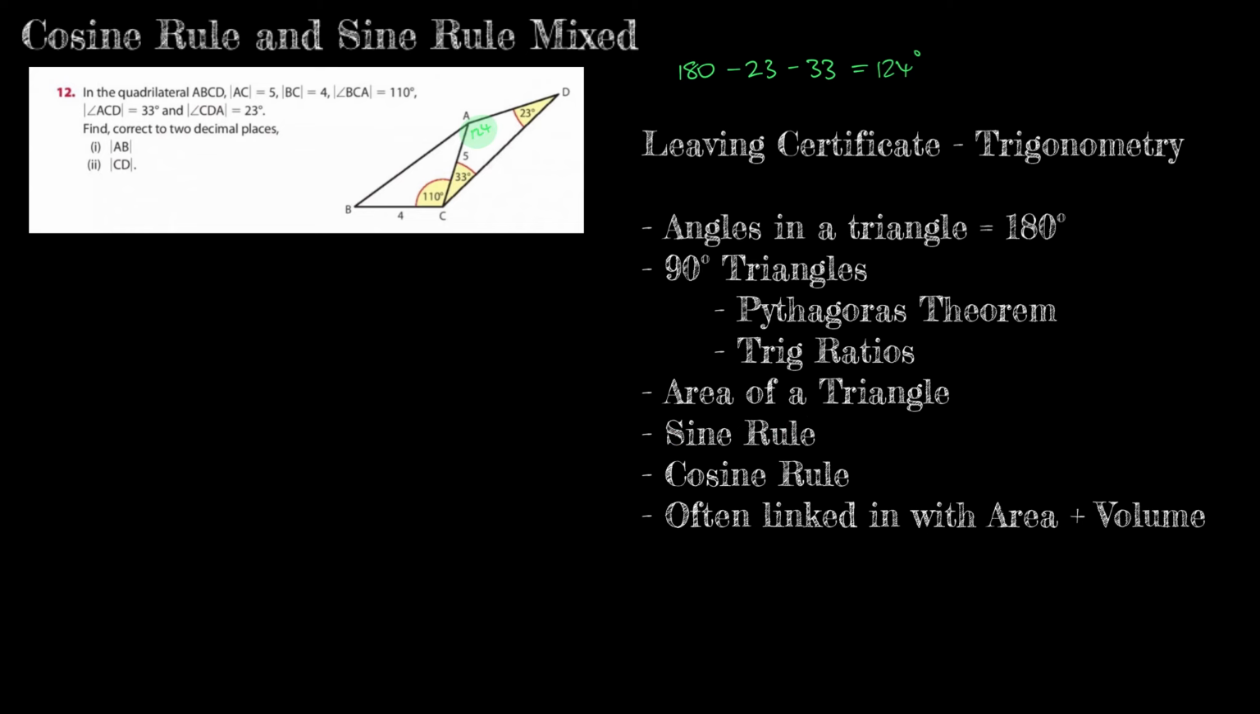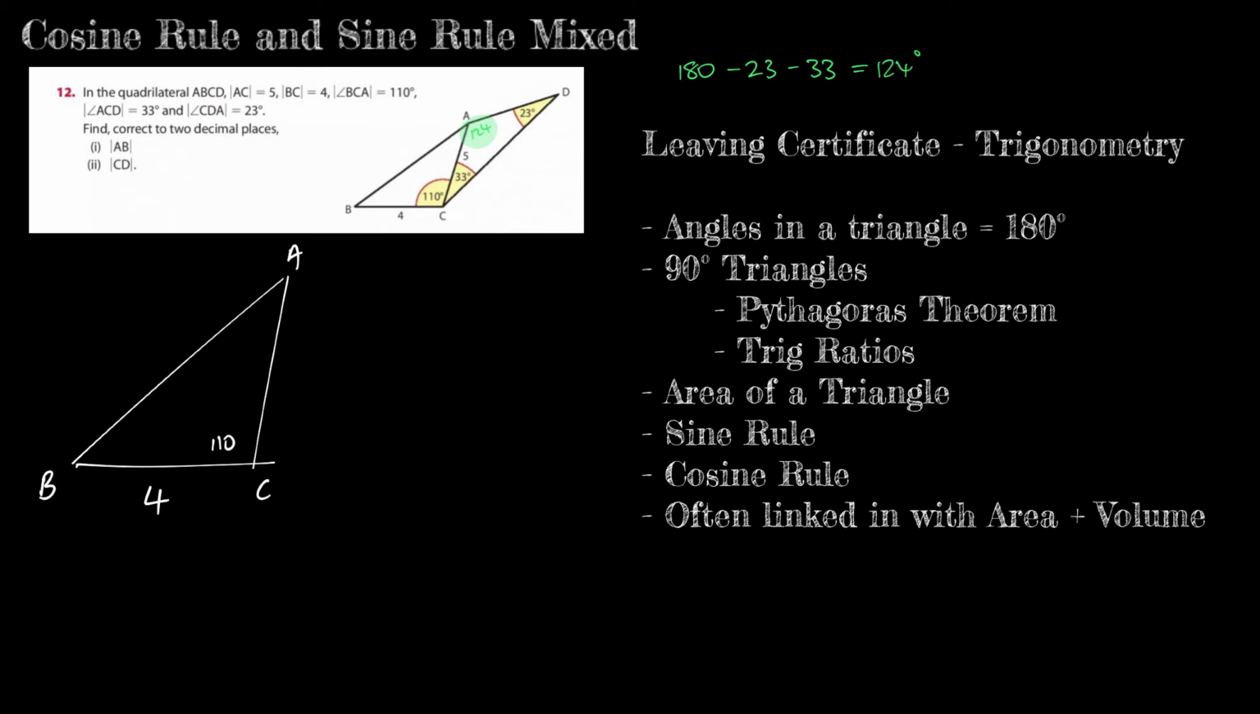Now again, think about what we're looking for. We're looking for the length of AB, which is this length here. And I need to think, can I use the sine rule to find that length? I'll just sketch that out so you can see it. So this is AB. This is 4, this is 110 degrees. This is B, this is A, this is C. And we don't have any other information, so I can't actually use the sine rule in this case.